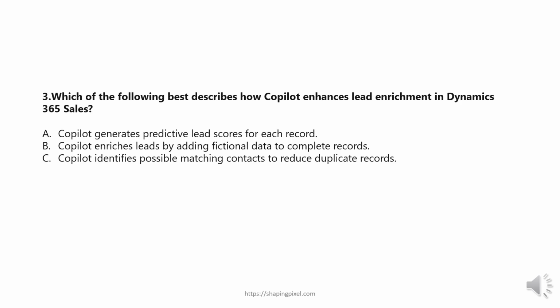Which of the following best describes how Copilot enhances lead enrichment in Dynamics 365 Sales? Copilot generates predictive lead scores for each record. Copilot enriches leads by adding fictional data to complete records. Copilot identifies possible matching contacts to reduce duplicate records. Correct answer is option C.